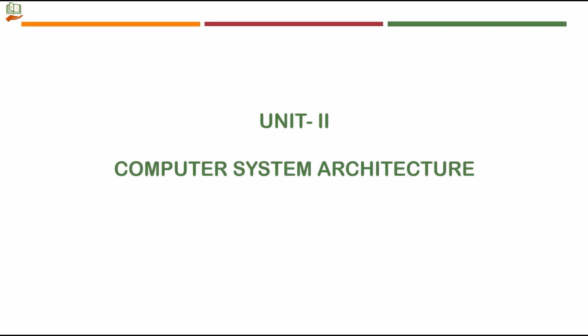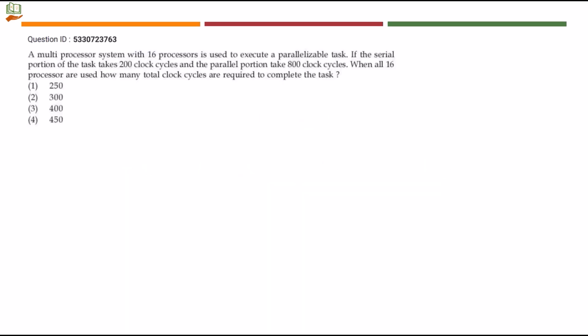Let's solve Unit 2 Computer System Architecture questions. A multiprocessor system with 16 processors is used to execute a parallelizable task. If the serial portion of the task takes 200 clock cycles and the parallel portion takes 800 clock cycles, when all 16 processors are used, how many total clock cycles are required to complete the task?